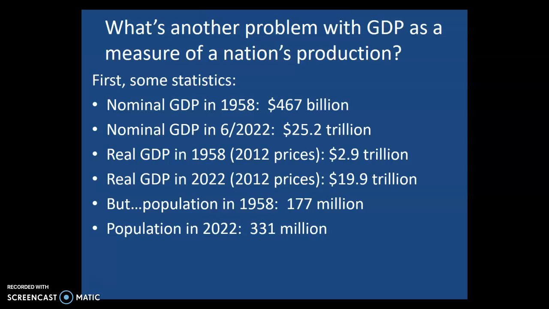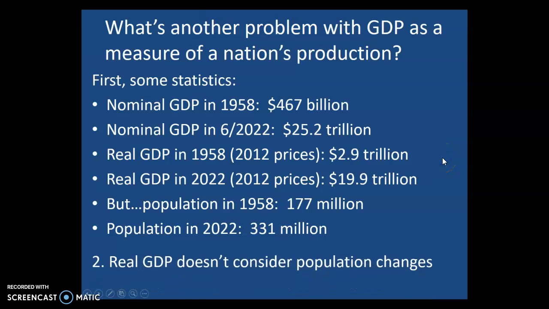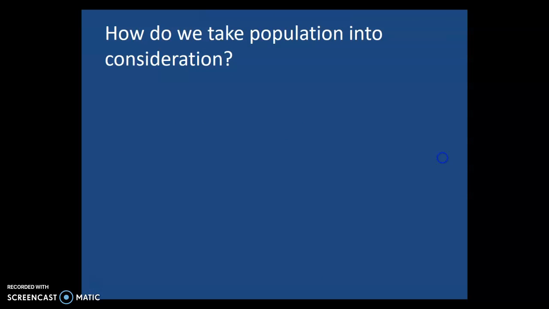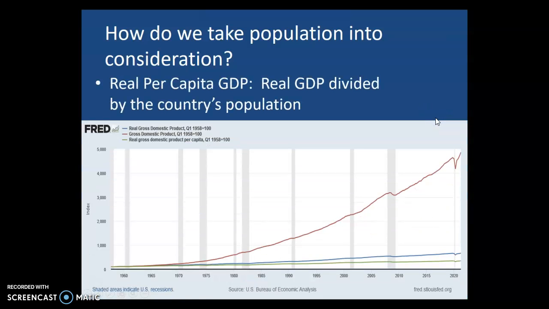So we have so many more people contributing to the GDP today that of course we have a much higher GDP. And this still inflates it. Even using real GDP, this still inflates our production because it doesn't take into account the number of people that are actually producing stuff. So what we want to do then is factor in population. So we're going to now use real per capita GDP. Here we use real GDP divided by the country's population.